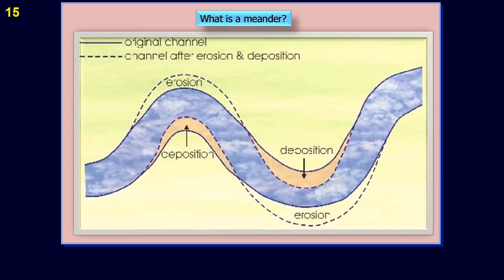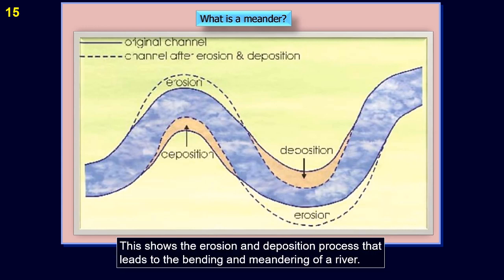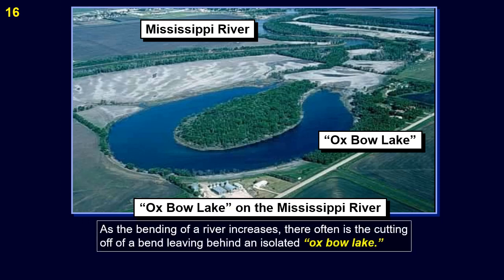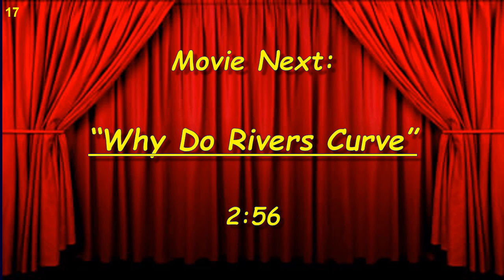This shows the erosion and deposition process that leads to the bending and meandering of a river. As the bending of a river increases, there often is the cutting off of a bend, leaving behind an isolated oxbow lake. We will next have a short video clip of Why Do Rivers Curve?